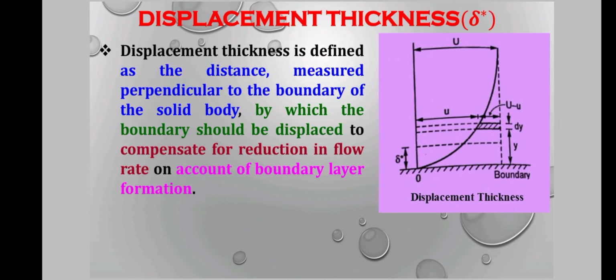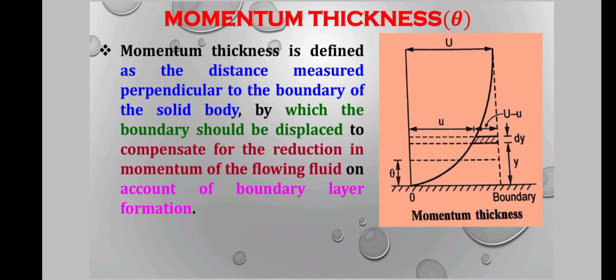The displacement thickness is defined as the distance measured perpendicular to the solid body by which the boundary would have to be displaced to compensate for the reduction in the flow rate on account of the boundary layer formation. Momentum thickness is defined as the distance measured perpendicular to the boundary of the solid body by which the boundary should be displaced to compensate for the reduction in momentum of the flowing fluid on account of boundary layer formation. Thank you.